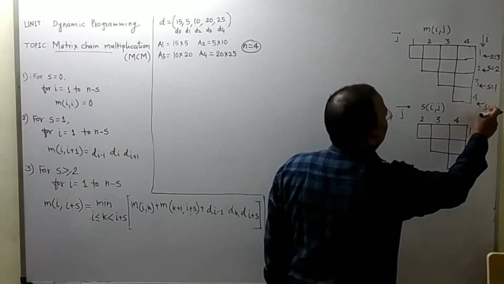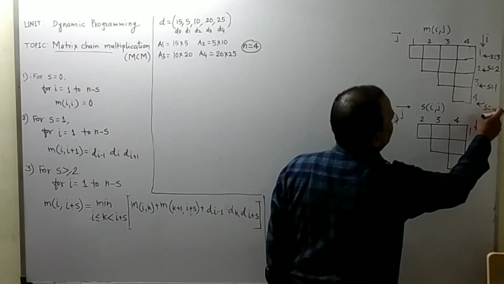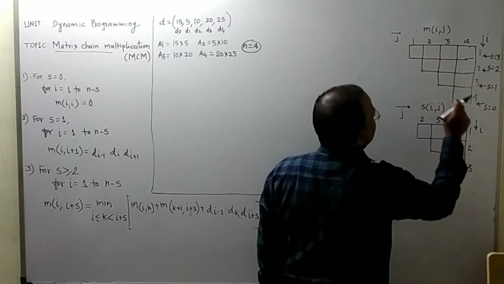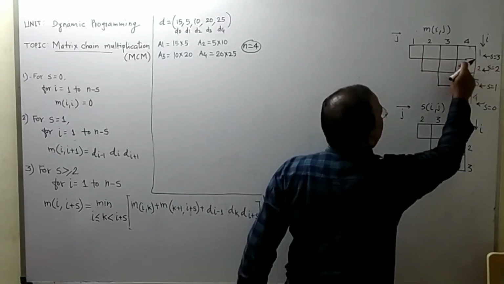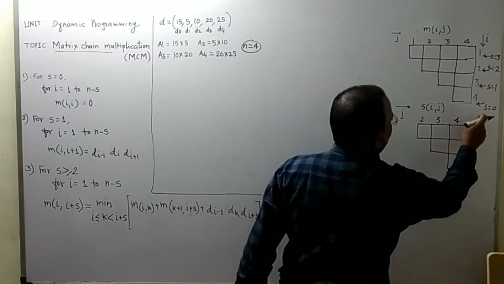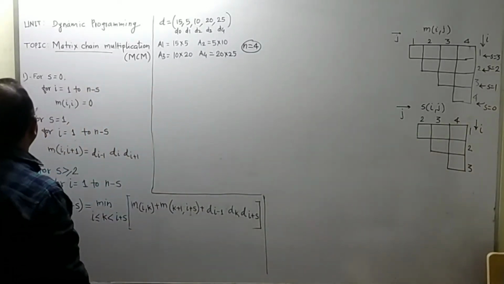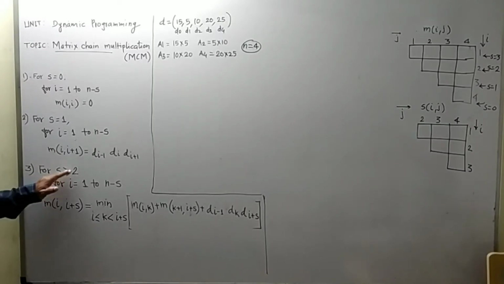So there are 4 diagonals, starting from S is equal to 0. For S is equal to 0, there are 4 cells. For S is equal to 1, there are 3 cells. For S is equal to 2, there are 2 cells. For S is equal to 3, there is 1 cell. Now we have to start from S is equal to 0. For S is equal to 0, use the first formula. For S is equal to 1, use the second formula. For S is equal to 2 and onwards, use the third formula.